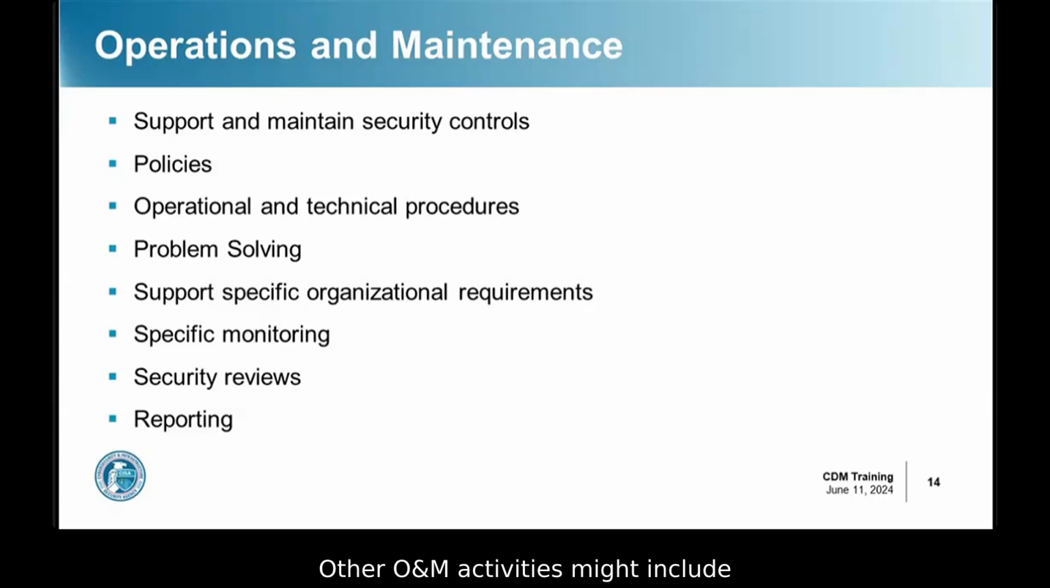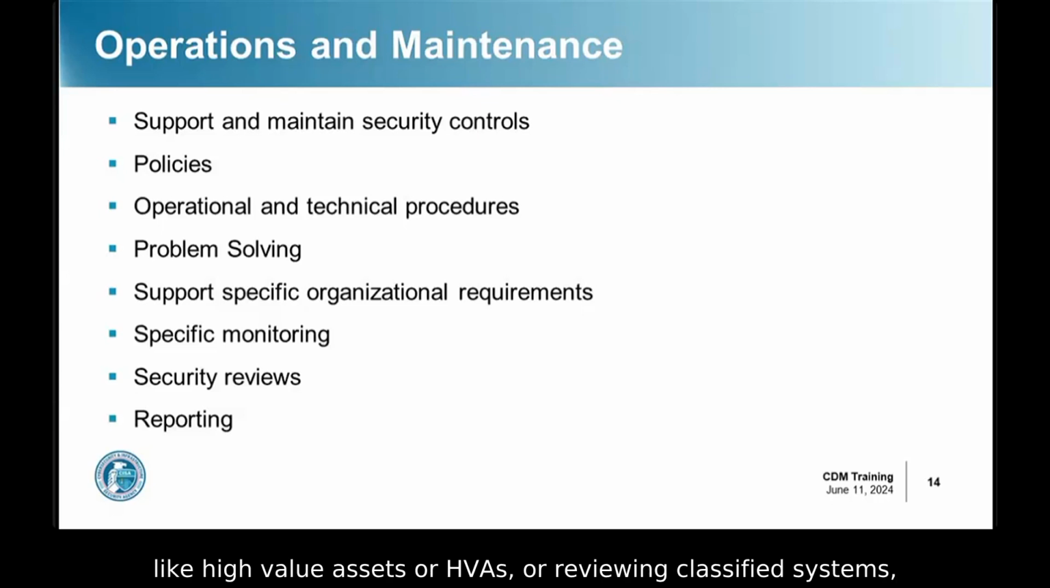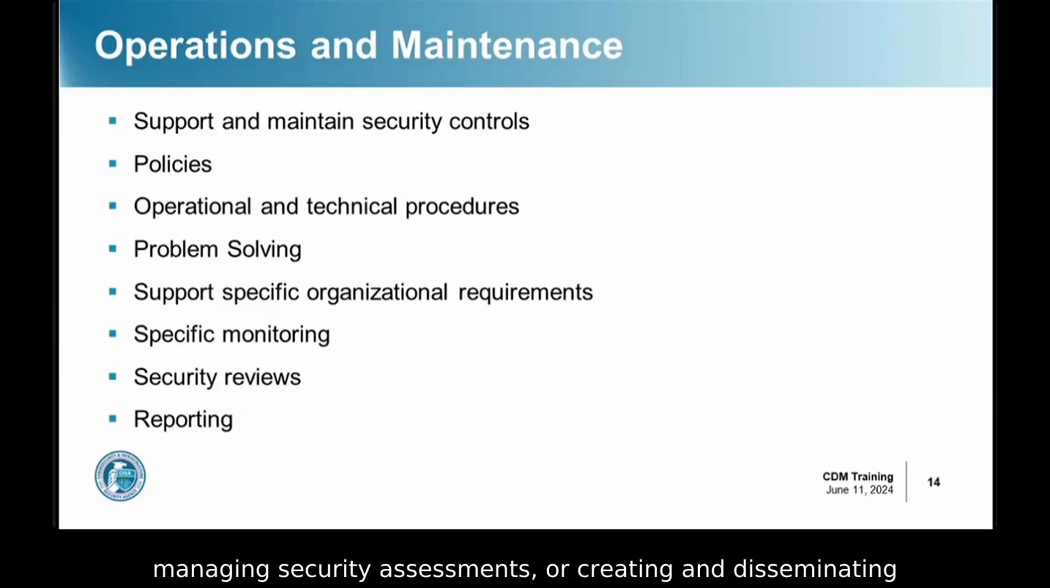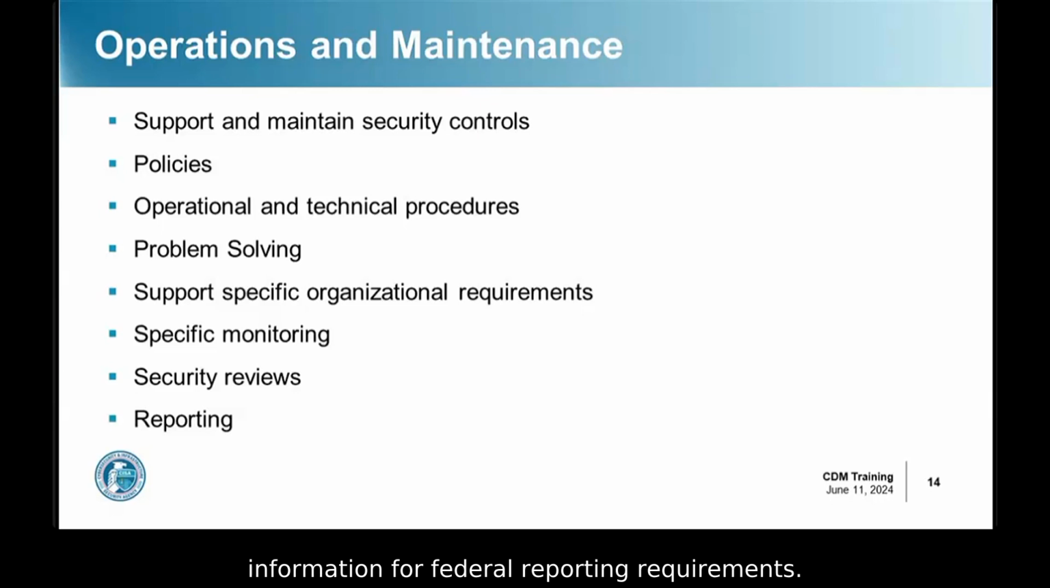Other O&M activities might include things like specific organizational requirements. Specific monitoring might include things like high-value assets or HVAs, or reviewing classified systems, managing security assessments, or creating and disseminating information for federal reporting requirements.